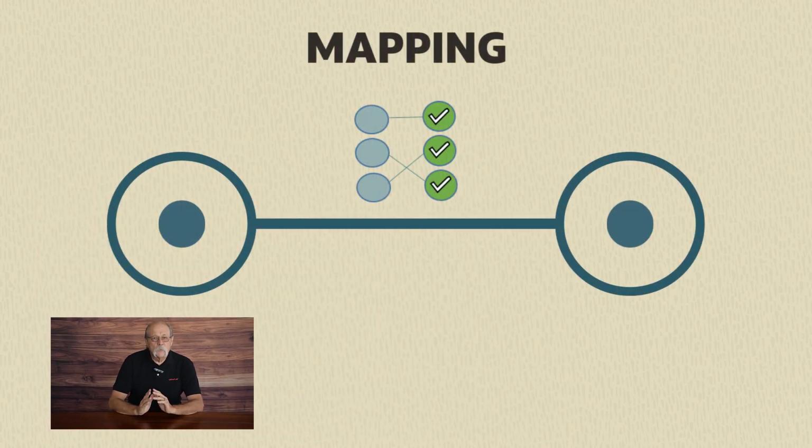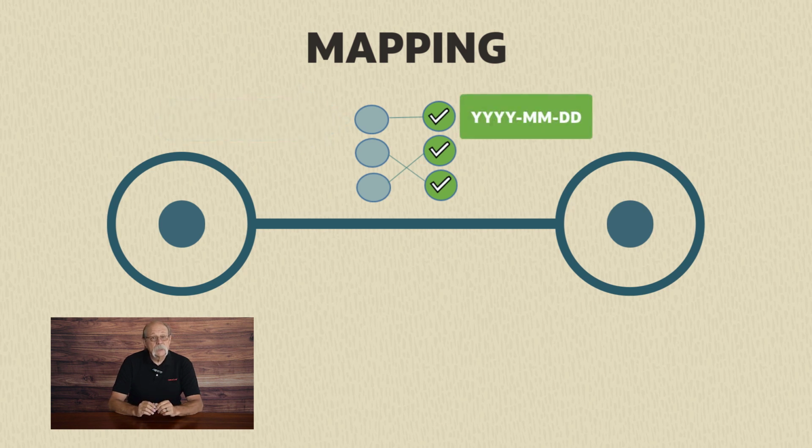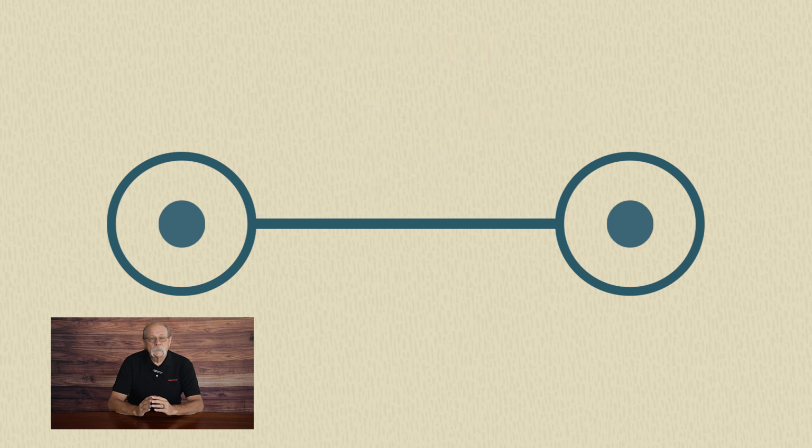We can also reformat incoming values to suit the needs of the destination system. We can ignore incoming fields we don't need, and we can insert values that the destination system needs, but that aren't available in the incoming message.